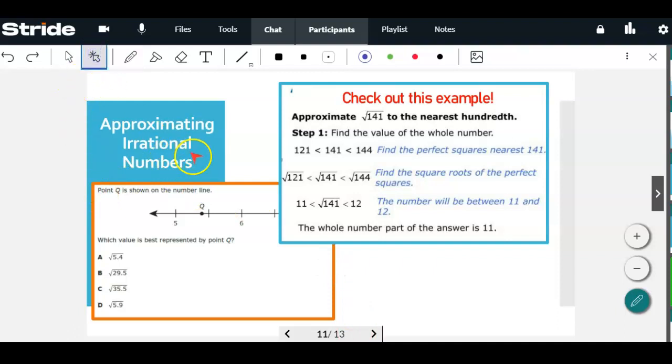All right, and then approximating irrational numbers. So we've got, which value is represented by Q. So right here, it is between 5 and 6. So remember, 5 is the same as the square root of 25, and 6 is the same as the square root of 36. So you can look at that and say, well, it's closer to the square root of 25, so it should be B. But you can also put those numbers into your calculator to see what they come out to. But just another way to look at that.